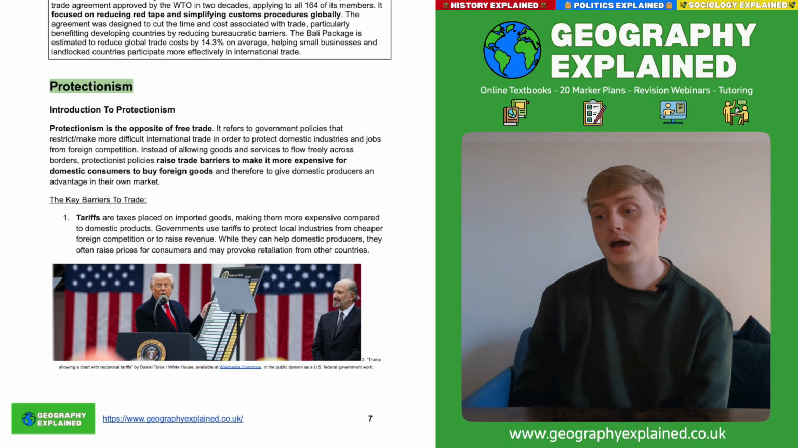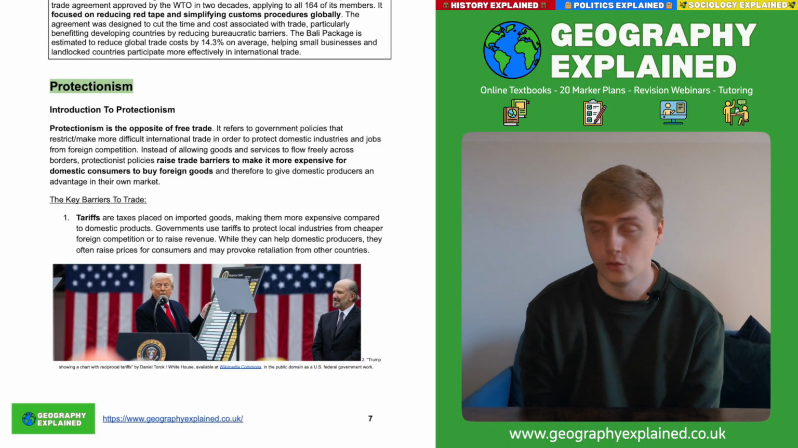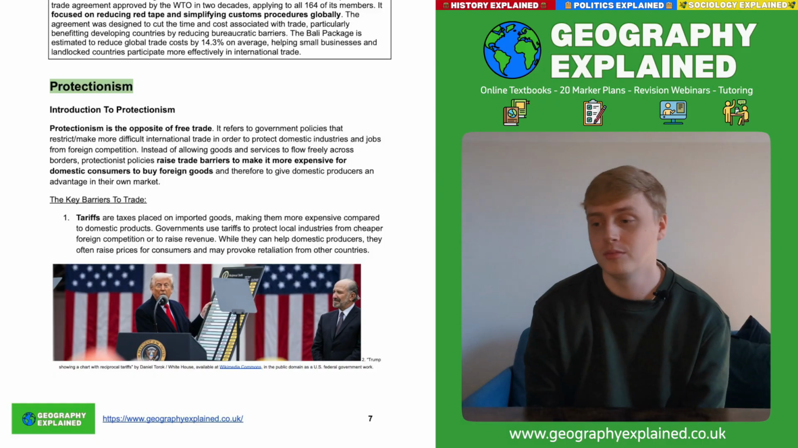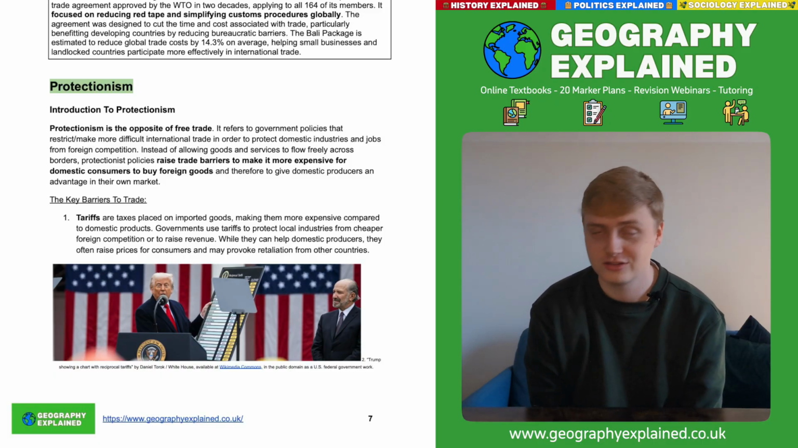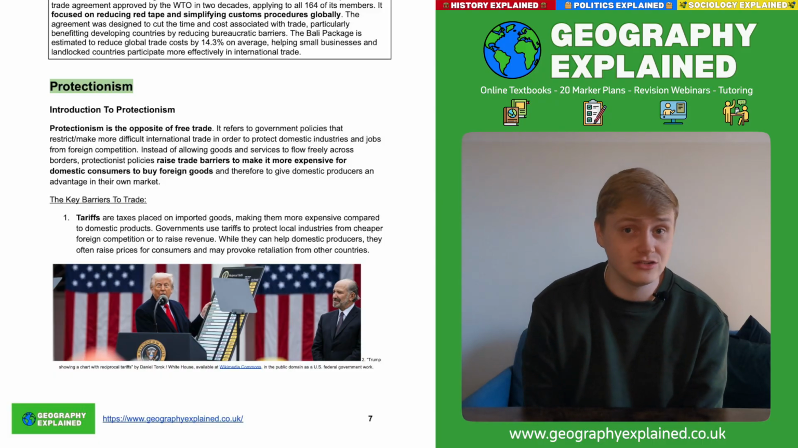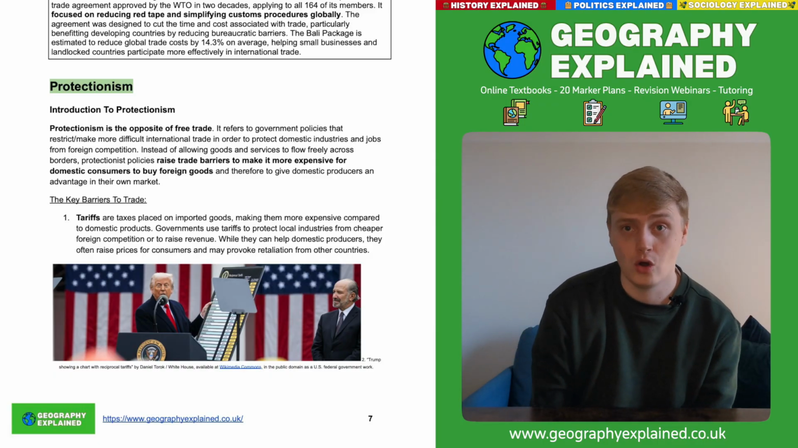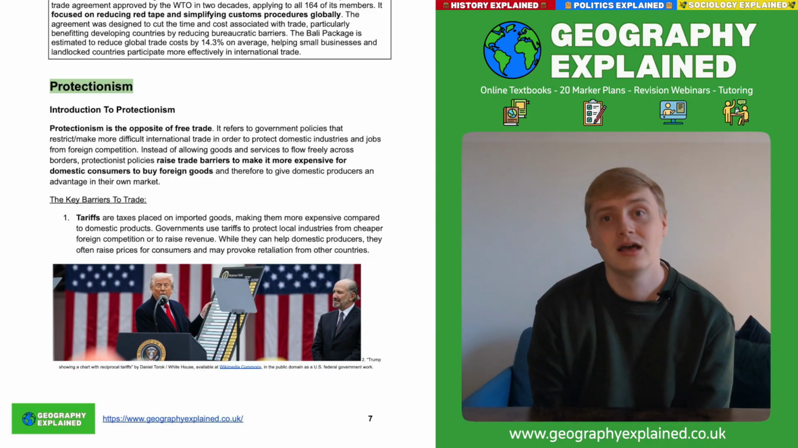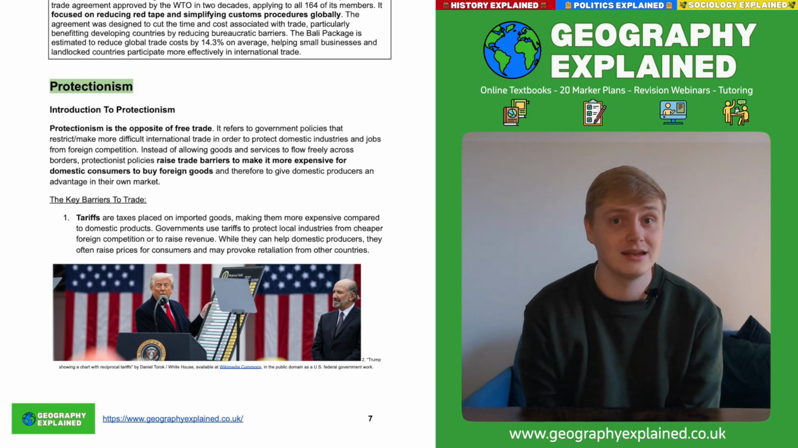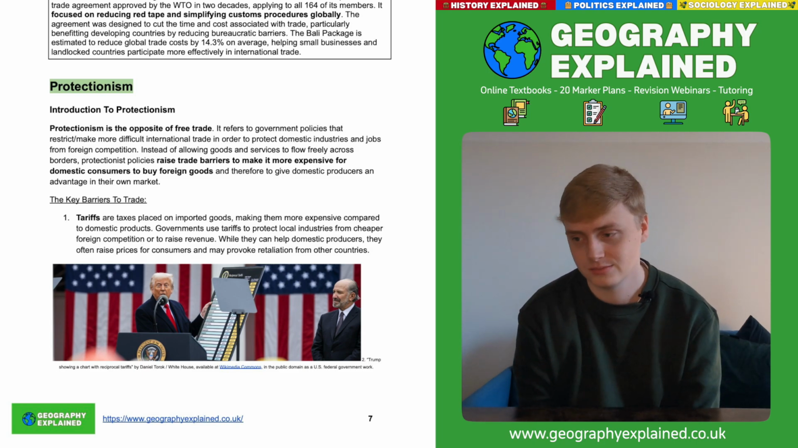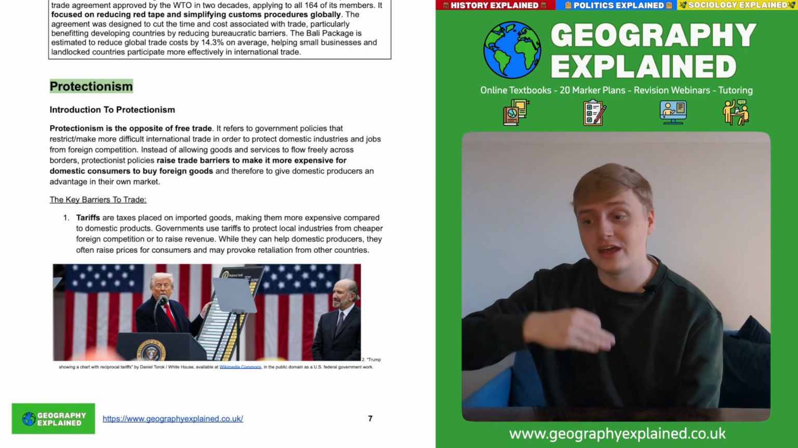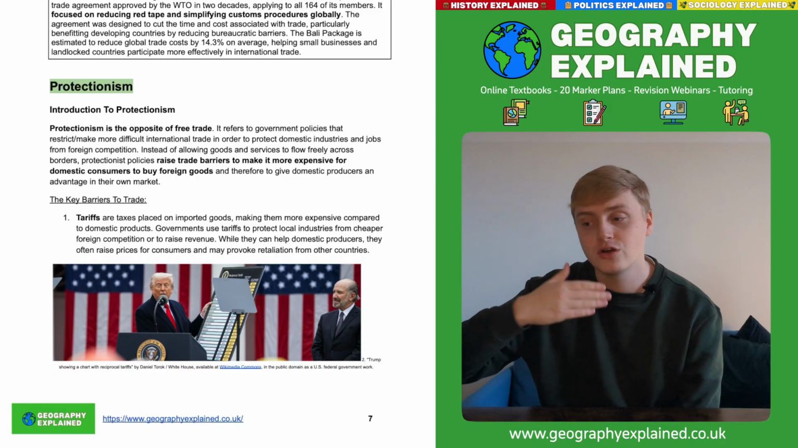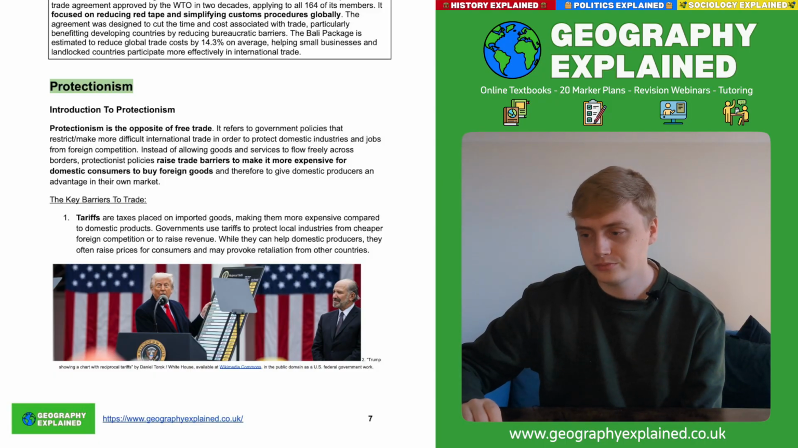A number of key barriers to trade you can memorize. You don't have to memorize all of these. I'd start with the top ones, which are the most significant, and the most significant is tariffs, which are taxes placed on imported goods, making them more expensive compared to domestic products. So for example, the UK may put a 20% tariff on computers from Japan, let's say. That makes it much more expensive for me to buy a computer from Japan, and I'm more likely to buy one from a UK-based company. Whilst they can help domestic producers, they do raise prices for consumers and may provoke retaliation from other countries.